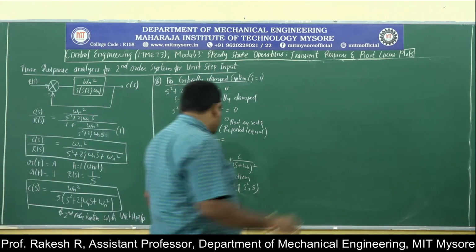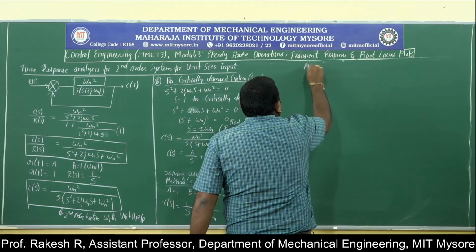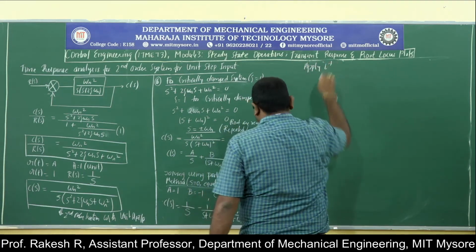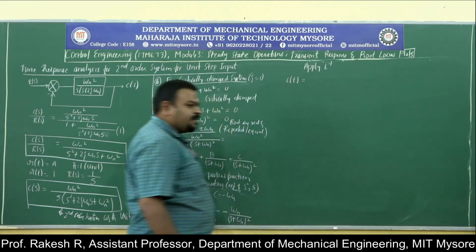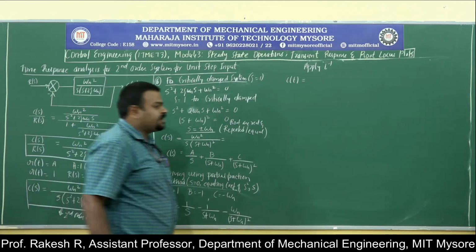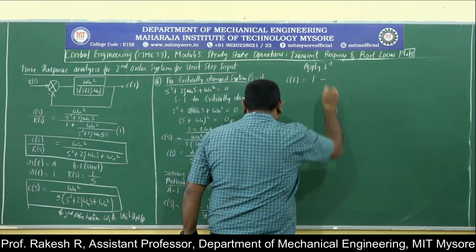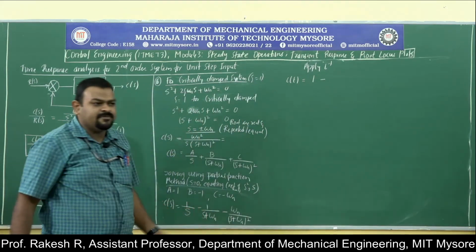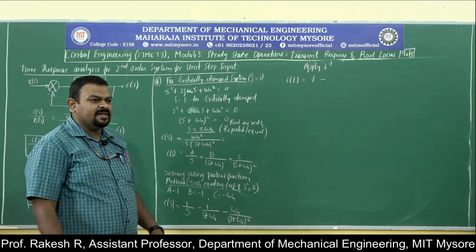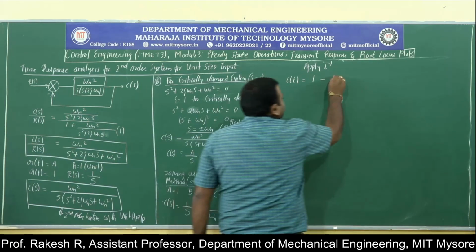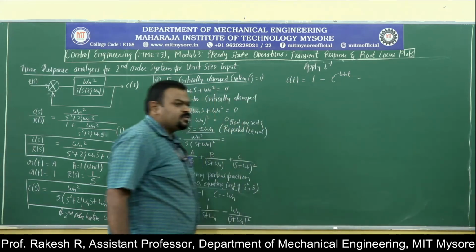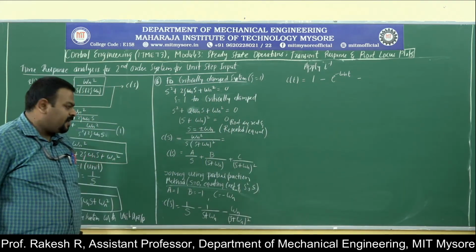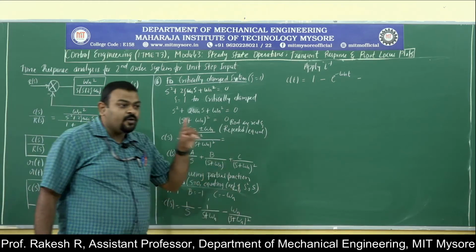Apply Laplace inverse for this. If I apply Laplace inverse, C of S becomes C of t. Laplace inverse of 1 by S is nothing but 1, minus Laplace inverse of 1 divided by S plus omega n, 1 divided by S plus A, it is e to the power of minus at minus, this is very important here, omega n divided by S plus omega n whole square.